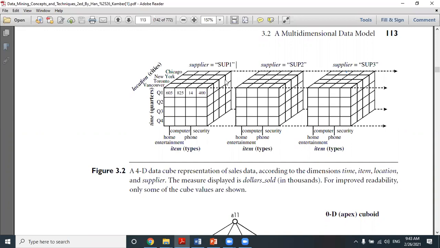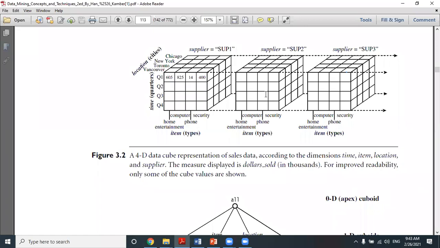This cube represents data based on supplier 1, this cube represents data based on supplier 2, and this cube represents data based on supplier 3, and so on. So these are 4-dimensional data cube representations of the sales data of that electronics company based on those 4 dimensions: item type, time, location, and supplier. Is it clear to everyone?